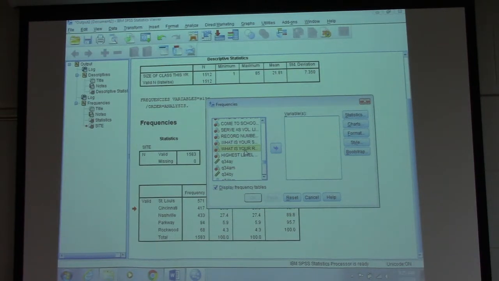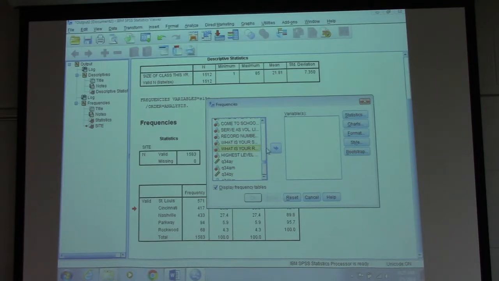Now I'm going to run another frequency for you. The question in this case would be, what percentage of teachers represent each race ethnicity based on the teachers in this sample? So what percentage of teachers are of each race ethnicity?